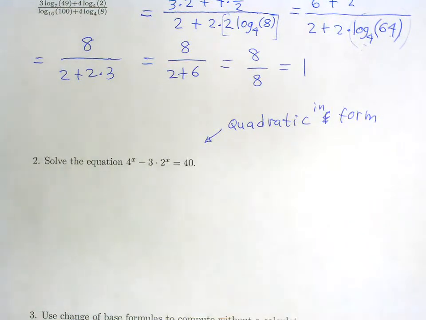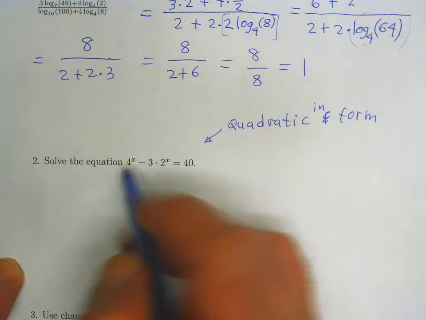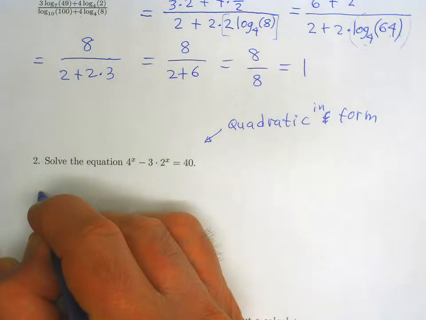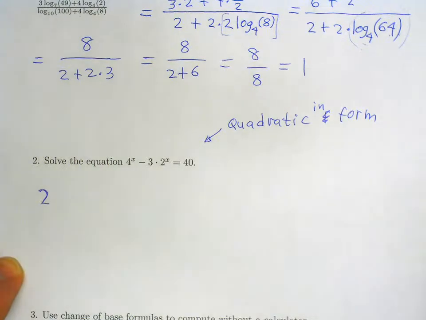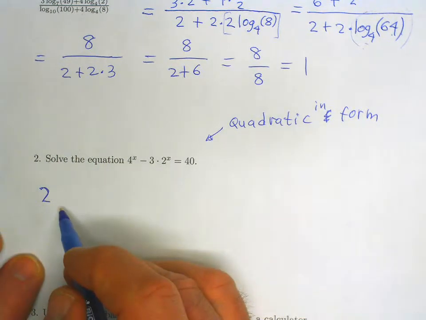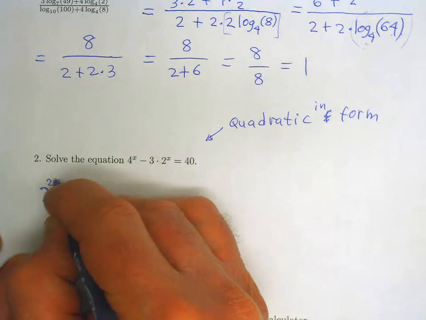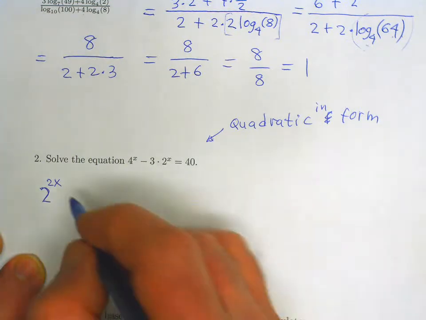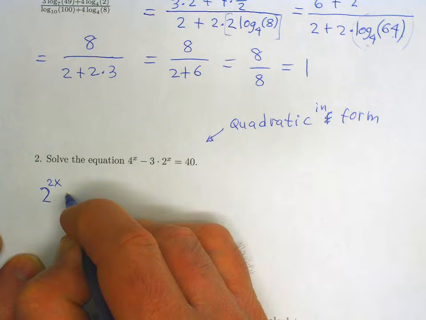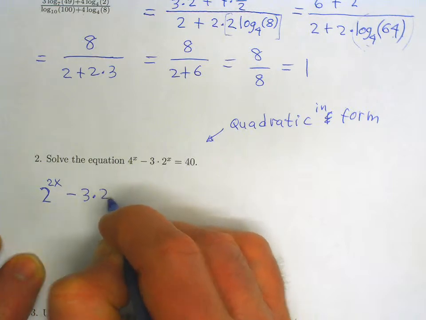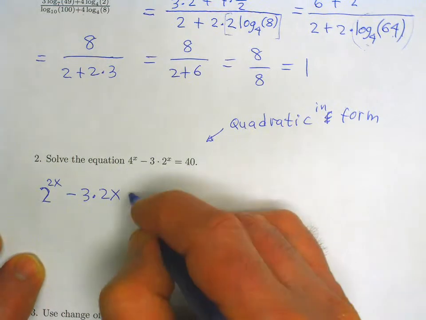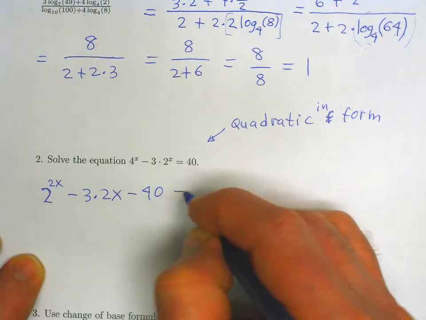that is equivalent to 2 raised to the 2x. So I'm going to rewrite this as, I may have said that wrong. It's equivalent to 2 to the 2x. And then minus 3 times 2x. And then I'm going to subtract 40 so that the right-hand side is 0.